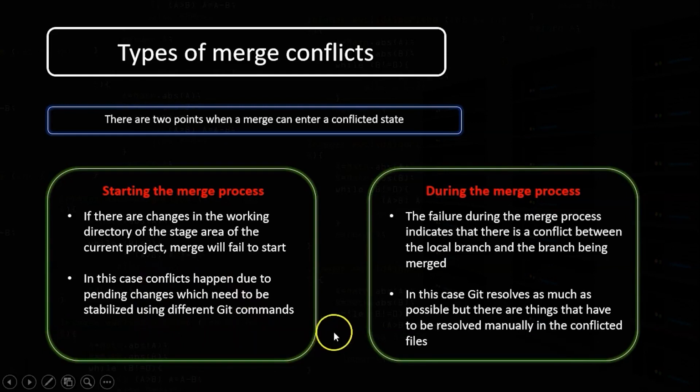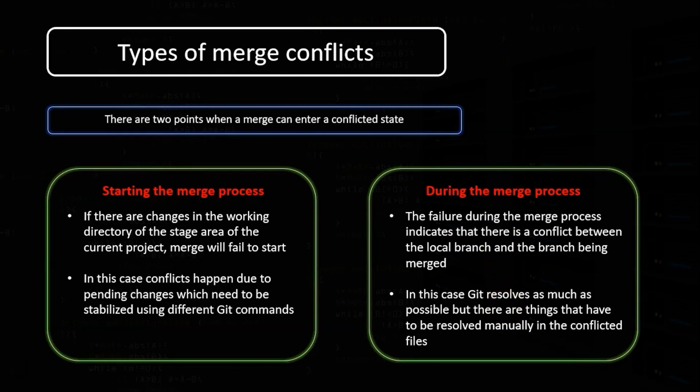So the failure during the merge process indicates that there is a conflict between your local branch and the branch being merged, right? So you're trying to move the changes from one branch to another, so it means that there are some particular conflicts coming up in the branch in which you are trying to do the merge. So in this case Git resolves as much as possible.